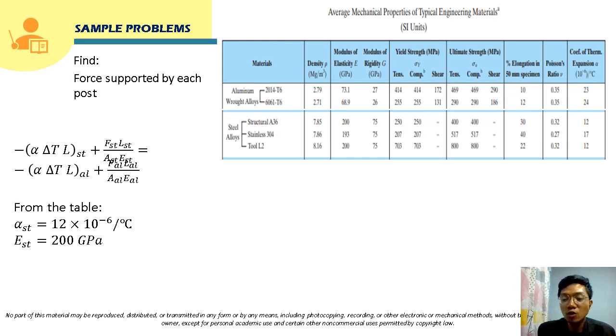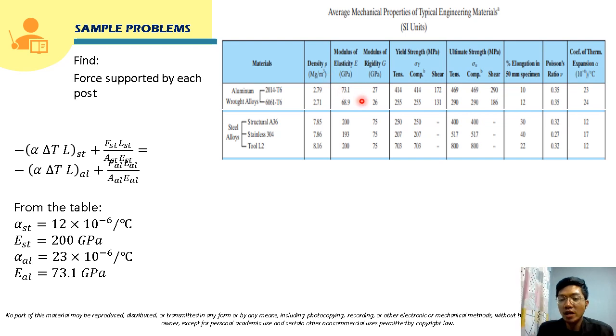Now for the aluminum, in the problem, it is indicated that the aluminum is 2014-T6 aluminum. So the value of its alpha will be 23 times 10 raised to negative 6 per degree Celsius, and its modulus of elasticity will be 73.1 gigapascal.